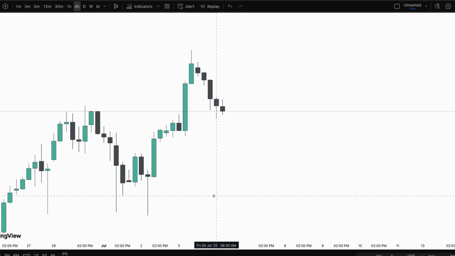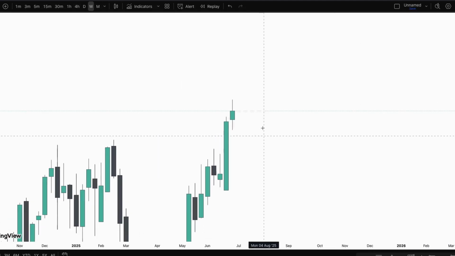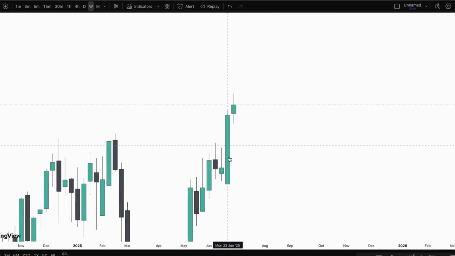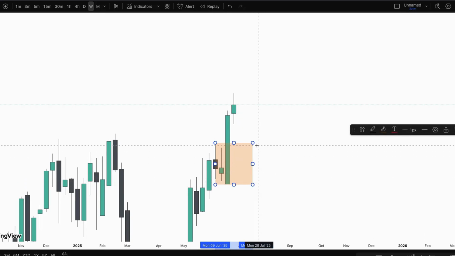Okay, so let's go to the weekly. All right, so now seeing this candle, this candle alone is a bias for you. If you remember, I've made so many videos telling you that once you see this, we're bullish. You see this price closing above this bullish candle, bearish candle, we're bullish.